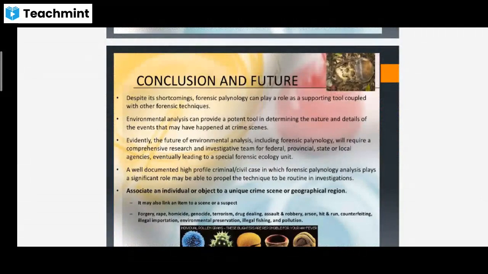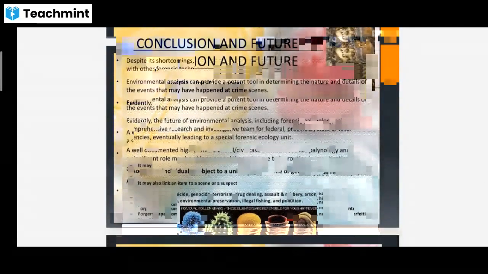Next is conclusion and future. Environmental analysis can provide a potent tool in determining the nature and details of events that may have happened at crime scenes. Eventually, the future of environmental analysis, including forensic palynology, will require a comprehensive research and investigative team for federal, provincial, state, or local agencies, eventually leading to a special forensic ecology unit.